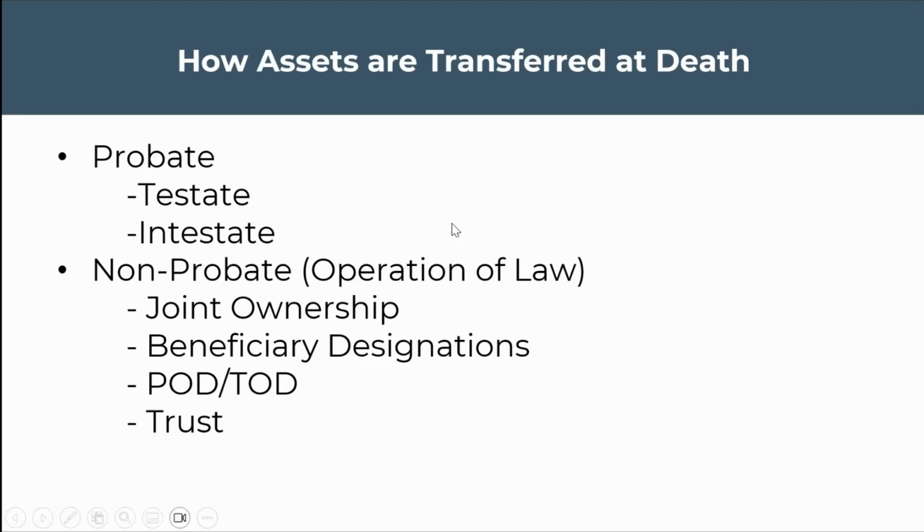Things that have beneficiary designations are like a life insurance policy, an IRA, TODs and PODs you might see on bank accounts or investment accounts sometimes. Joint ownership could be joint tenants with right of survivorship. It is a very common way to title things jointly. You might see bank accounts titled jointly with a spouse or a child. And we'll get into that, why that's not a good idea to do that.